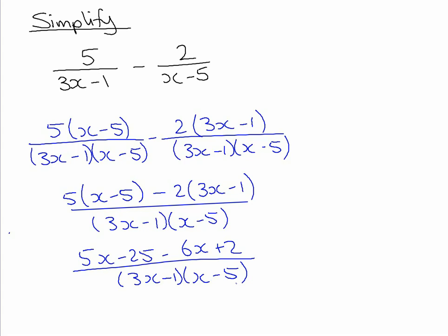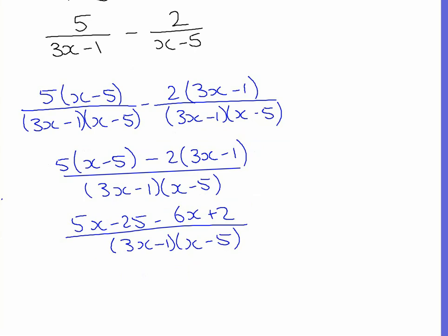Okay, now 5x take away 6x is minus x. We don't really like starting with a negative. But that's also going to be a negative here, so let's just do it. So we've got minus x minus 23 all over 3x minus 1, x minus 5, and we are finished there. Okay, best of luck everyone. Go and practice.